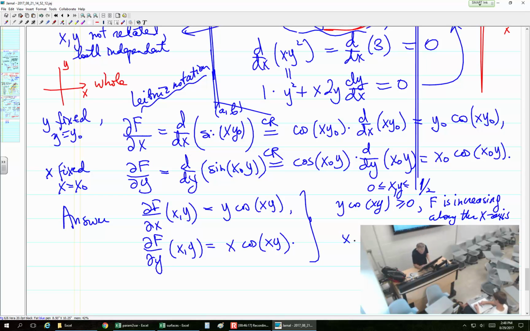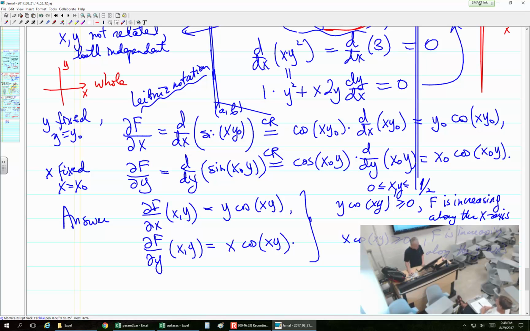So once again, x cosine xy is larger than or equal to 0. F is increasing, once again, but this time it is along the y-axis. We conclude that if we're going north, we are climbing. We could reverse it and say if we're going south, we're going down. If we're going east, we are climbing. If we're going west, we are once again going downhill. Okay, so what remains is just to confirm.